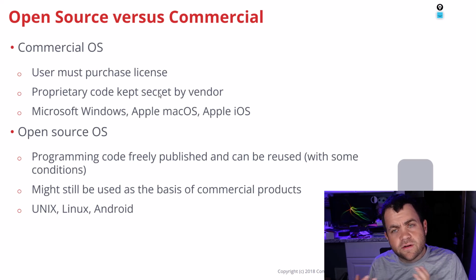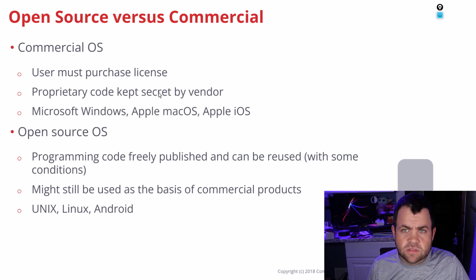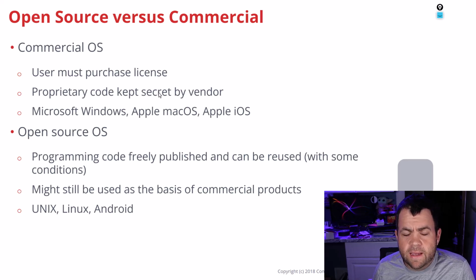Now on the other side of the fence are the open source operating systems, and this is where Linux is going to come into play. What's really cool about Linux is all of the code for the operating system is out there for the public because it's open source, and everybody comes together to make it better. So if there's a security issue, you have hundreds, if not thousands, of people looking at this code in order to fix those issues, okay?